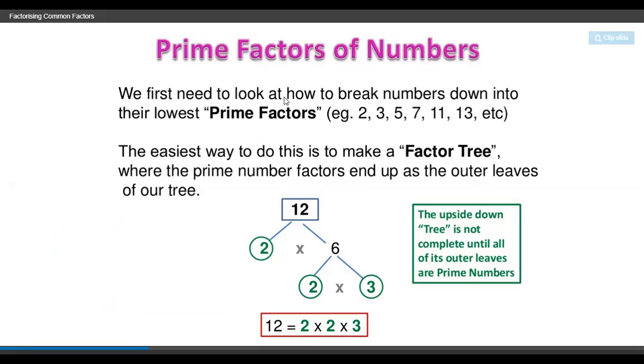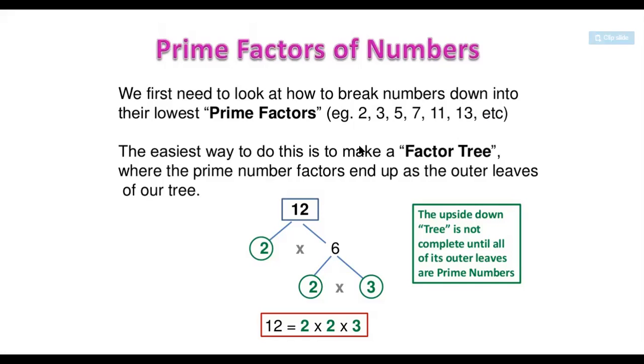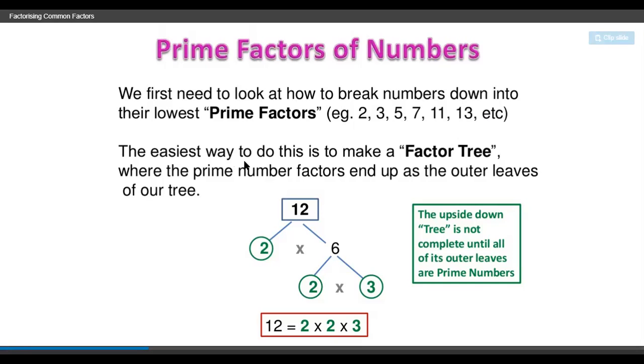We first need to look at how to break numbers down into their lowest prime factors. For example, the prime factors like 2, 3, 5, 7, 11, 13, 17, and so on. These are the numbers which cannot be divided by any number except itself or 1. So the easiest way to do this is to make a factor tree, where the prime numbers end up as the outer leaves of our trees.